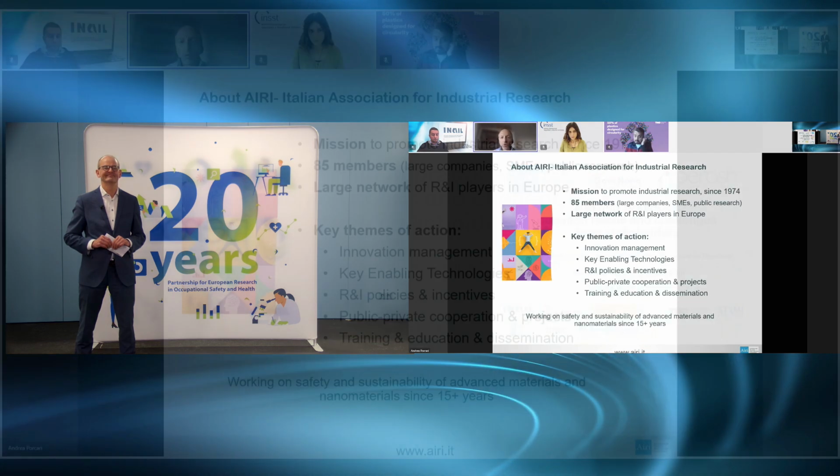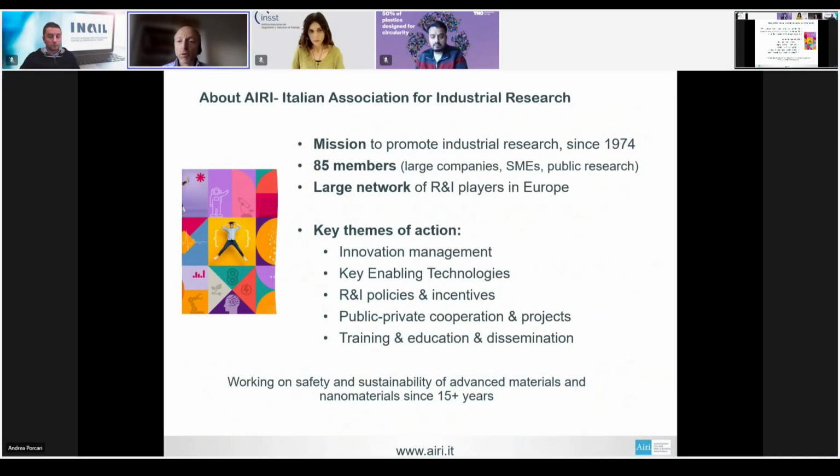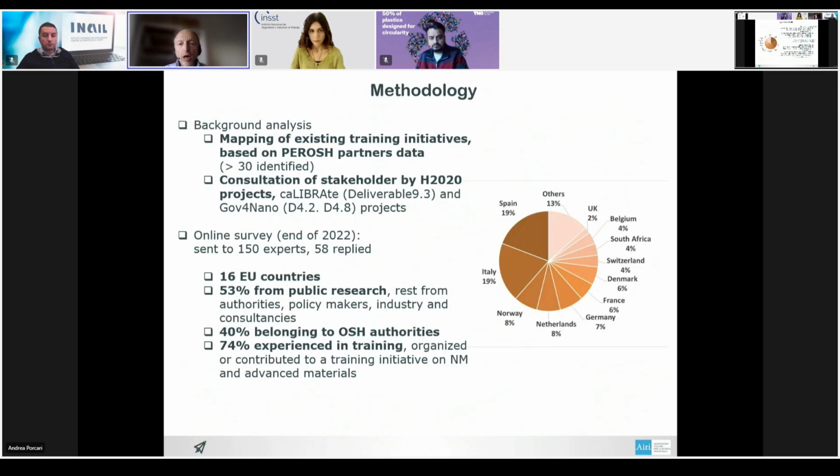Okay, so a few words you already said, but our mission is to promote industrial research. We have worked for 15 years with this mission, and we are one of the partners of this project, with 85 members and a large network of research and innovation players in Europe. And we are working in many aspects related to enabling technologies, including training, education, and dissemination. And we have been working on safety and sustainability of advanced materials and nanomaterials for, I think, more than 15 years in different European and national initiatives. So it's really part of what we are doing on a regular basis.